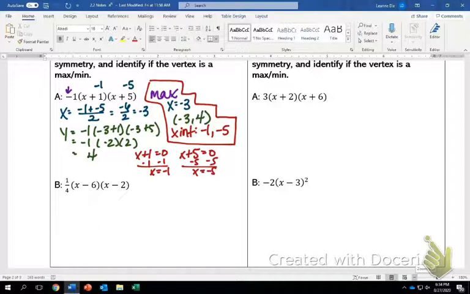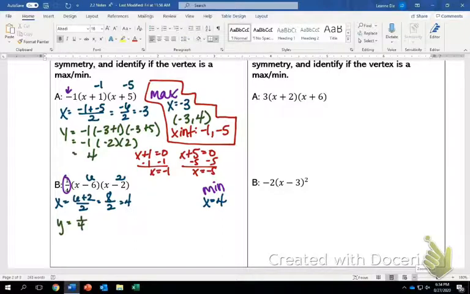So even if you have a fraction, it doesn't matter. The process is still the same. It's positive, so therefore we have a minimum. We have a -6, so it's a +6 for that p, and a -2, so a +2 for that q. Plug it into the formula. 6 plus 2 over 2 is 8 over 2, or 4. I know my axis of symmetry is going to be x equals 4.